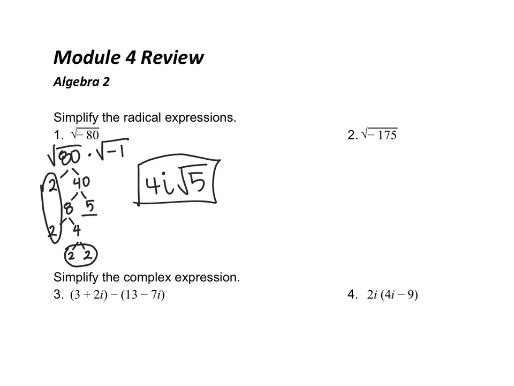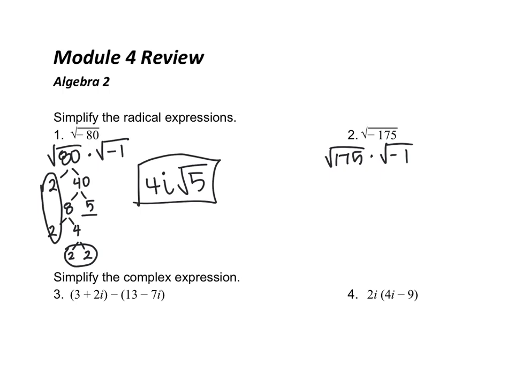Next, we want to break down the square root of negative 175. So I'm going to start off the same way I did problem 1. Write it down as the square root of 175 times the square root of negative 1.